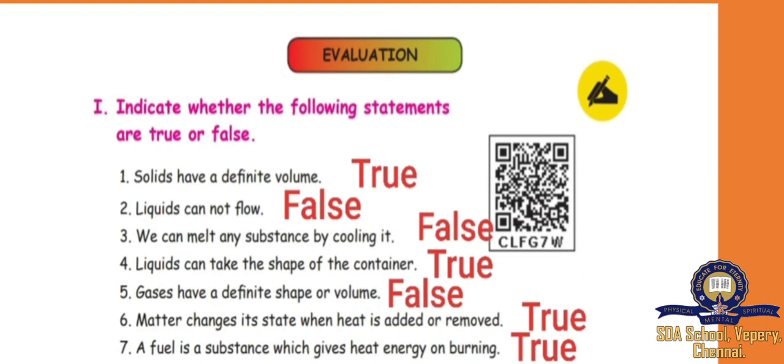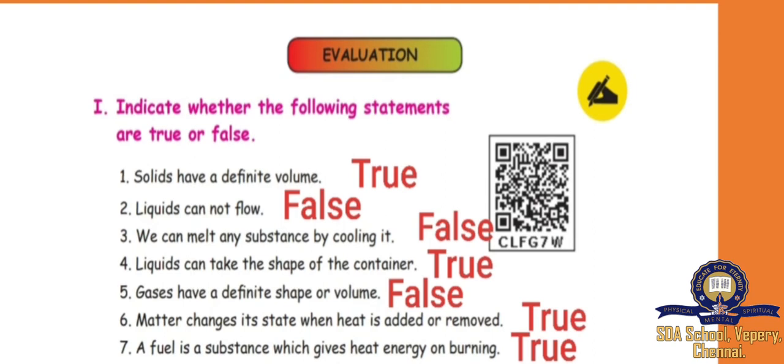The first Roman numeral is true or false. We have seven questions and we have to mention whether the statements are true or false. I will read one after one, and you just write it down. The first one: solids have a definite volume. True or false? It is true because solids have a definite shape and definite volume.